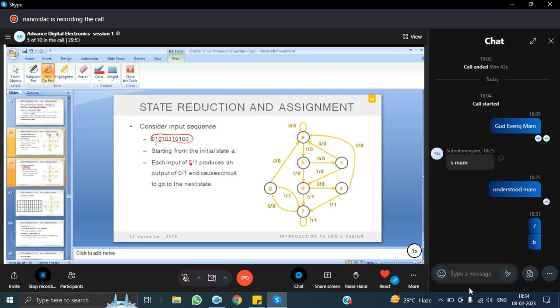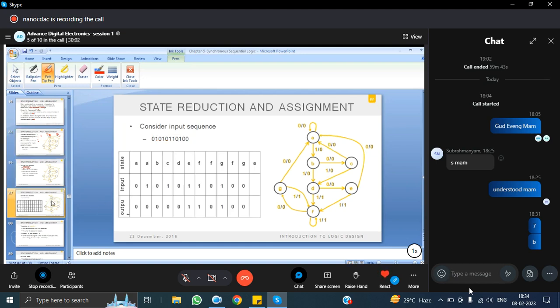Each input of 0 or 1 produces an output of 0 or 1. So this excitation will cause the circuit to go to the next state. So this is the input sequence. Look at the input sequence I am writing: the same 0 1 0 1 0 1 1 0 1 double 0.